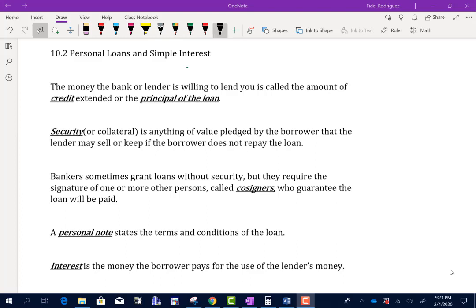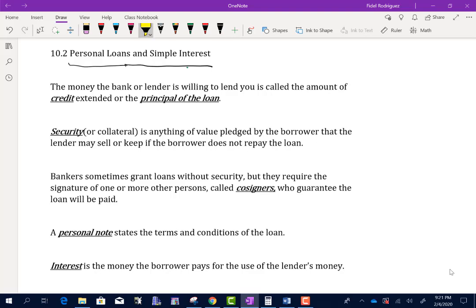All right, so the next section we have here, 10.2, pretty important section, guys. It's talking about personal loans and interest. I think these problems are pretty relevant because they at least deal with money, and money is something that's probably very near and dear to all of us, right? At least it's something we can relate to. Okay, so let's take a look here, see what we got.